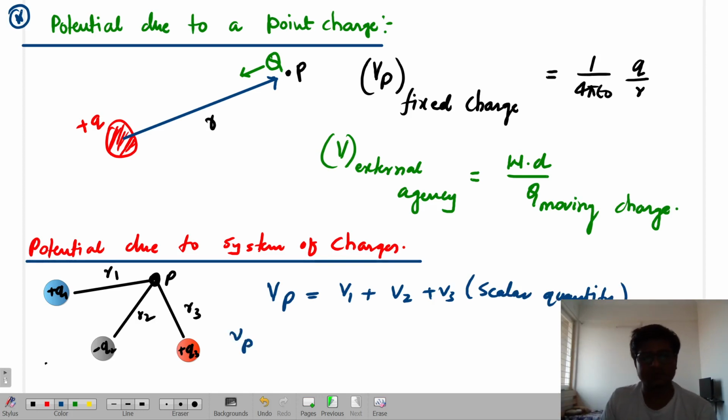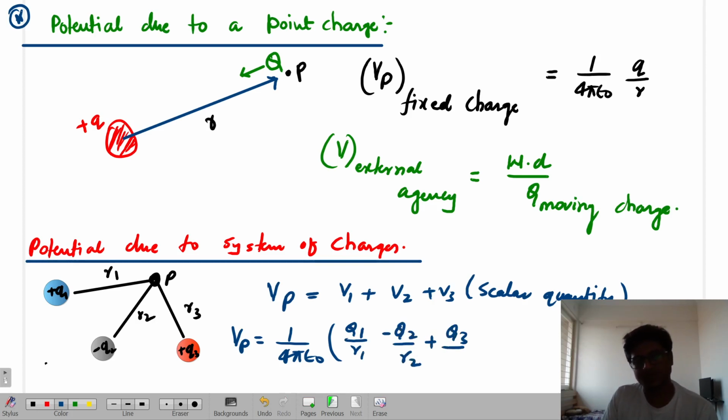So the potential at point P will be what? What will be the formula for that? It will be 1 by 4 pi epsilon naught, which will be common in all of them. It will be Q1 by R1. And for a scalar quantity, the charge sign is very, very important. So minus Q2 by R2 plus Q3 by R3. Are you able to get me or not? You got the idea?